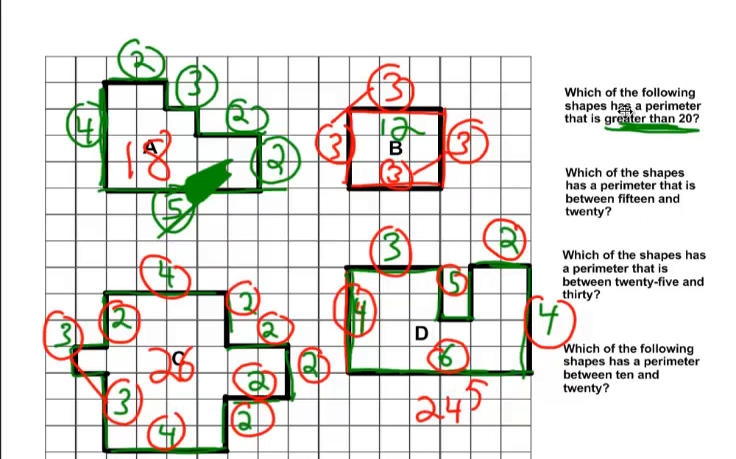So which of the following shapes has a perimeter greater than 20? Well, the only shape that has a perimeter greater than 20 is D, right here. So that's the answer for that one. Which of the shapes, now let's read this one carefully.